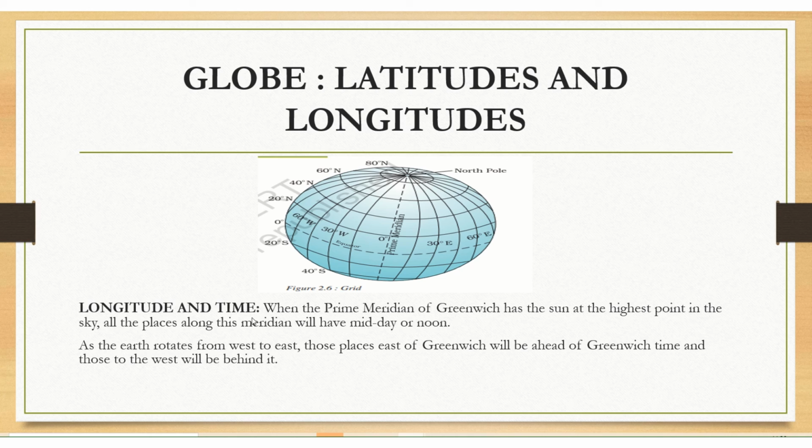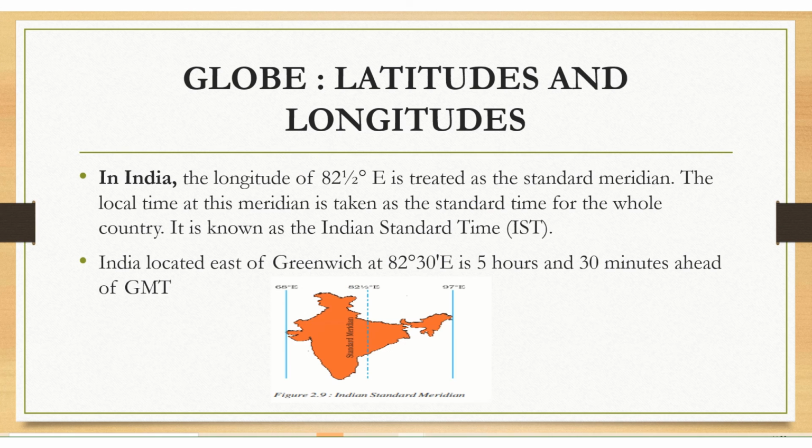Longitudes and time. When the prime meridian of Greenwich has the sun at the highest point in the sky, all the places along this meridian will have midday. As the Earth rotates from west to east, places to the east of Greenwich will be ahead of Greenwich time, and those to the west will be behind it.